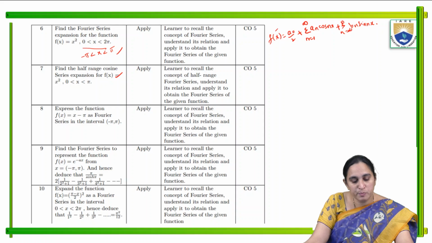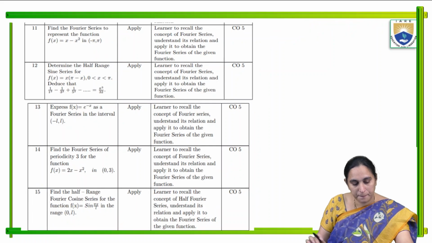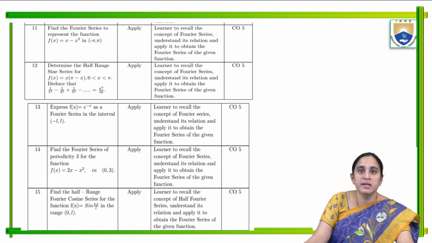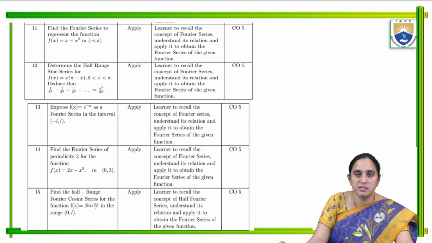Okay, and next expand the function f of x is equal to pi minus x by 2 whole square as Fourier series in the interval 0 less than x less than 2 pi, and hence deduce that 1 by 1 square minus 1 by 2 square plus 1 by 3 square and so on is equal to pi square by 12. This is also same as full range question. Next, find the Fourier series to represent the function f of x is equal to x minus x square in minus pi comma pi. Okay, this is full range. Okay, but already discussed minus pi to pi means verify first of all that is even or odd.